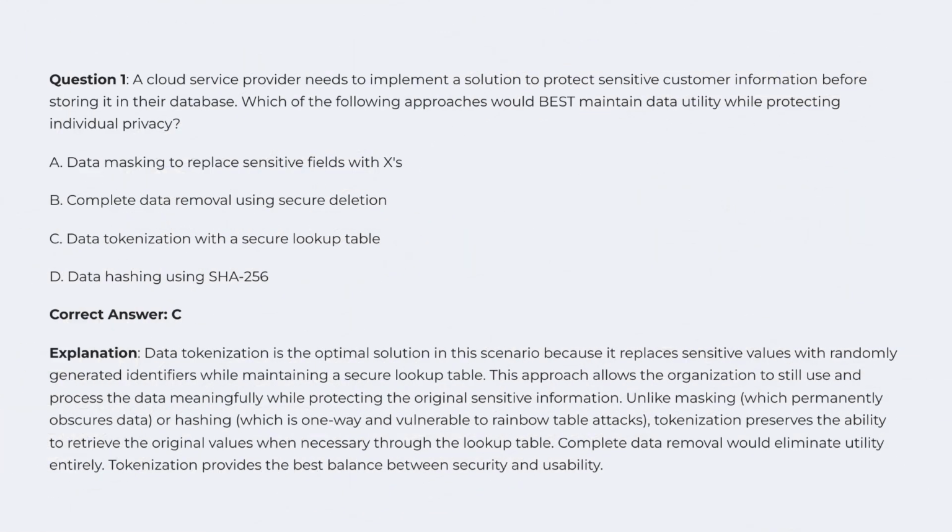Correct answer, C. Explanation. Data tokenization is the optimal solution in this scenario because it replaces sensitive values with randomly generated identifiers while maintaining a secure lookup table. This approach allows the organization to still use and process the data meaningfully while protecting the original sensitive information. Unlike masking, which permanently obscures data, or hashing, which is one-way and vulnerable to rainbow table attacks, tokenization preserves the ability to retrieve the original values when necessary through the lookup table.